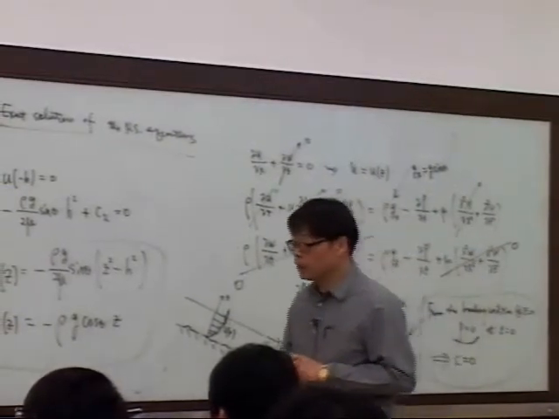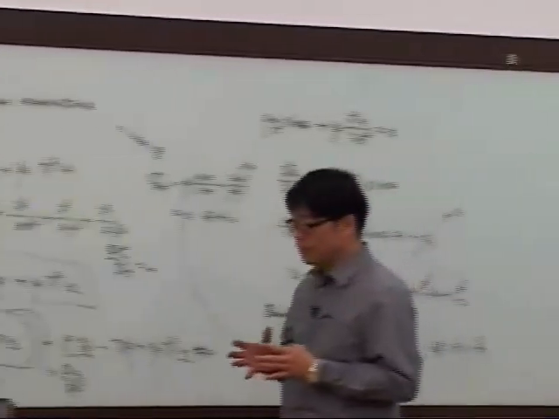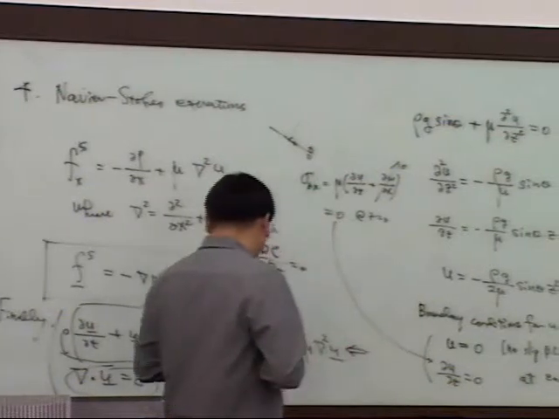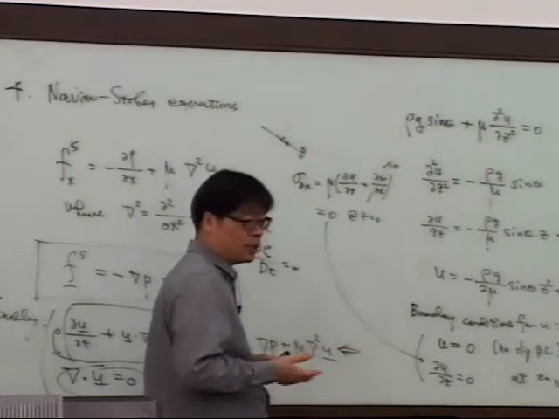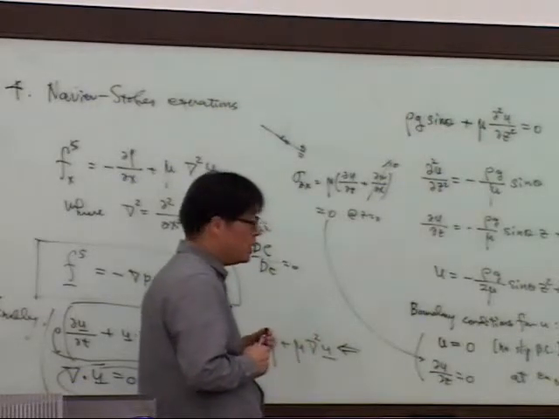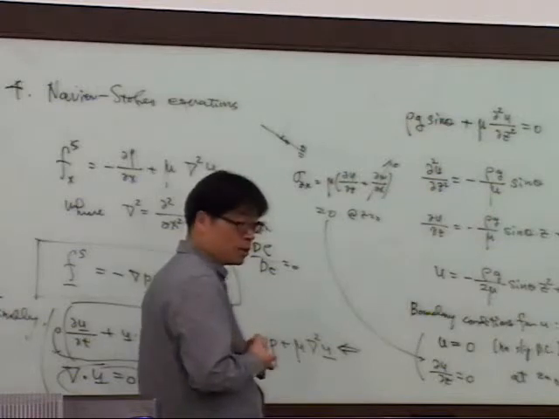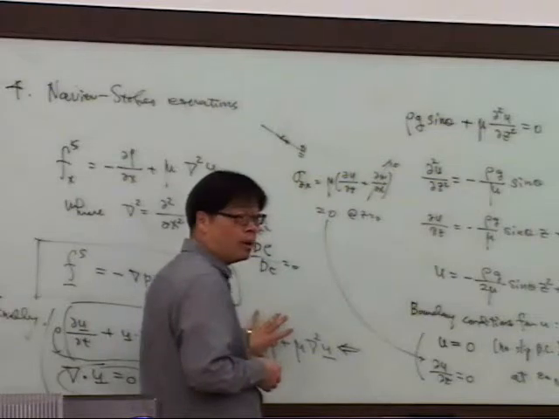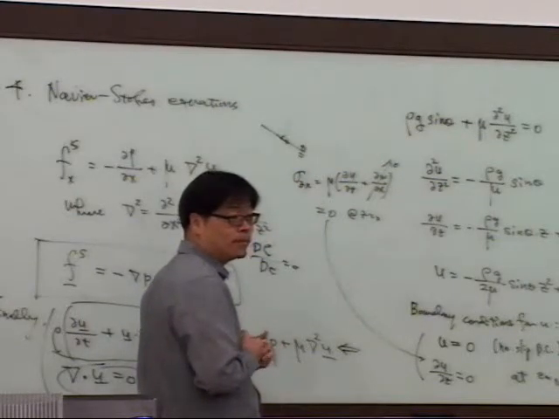So next time, I'm going to explain how you reduce the number of experiments or computations, to avoid an infinite number of experiments or computations, by using dimensional analysis. Okay. So on Thursday, I'm going to talk about dimensional analysis and discuss a little bit more about the Navier-Stokes equations. Okay. Any questions?